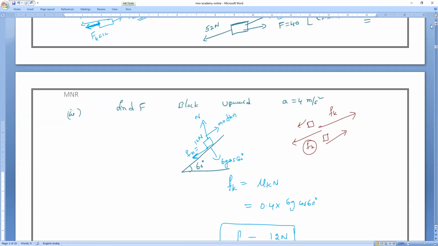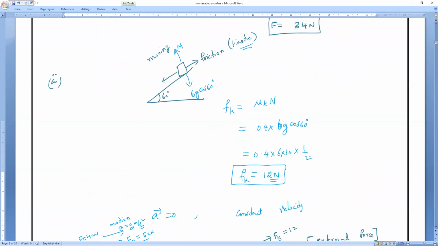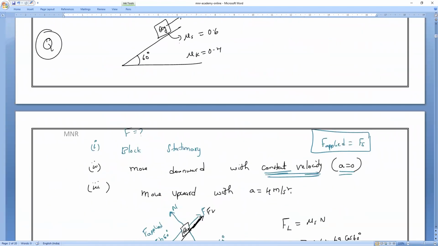If the body goes upwards, kinetic friction will be in what direction, everybody? Downward direction. Understand, all of you? Clear, everybody? So this is one of the most important sums: how to solve when the types of friction act on inclined surfaces.